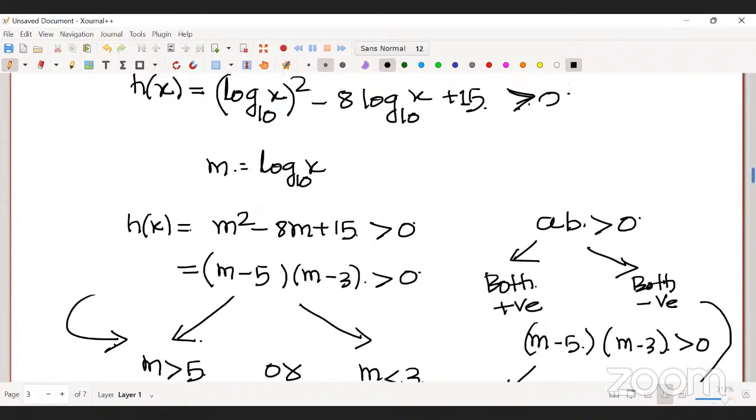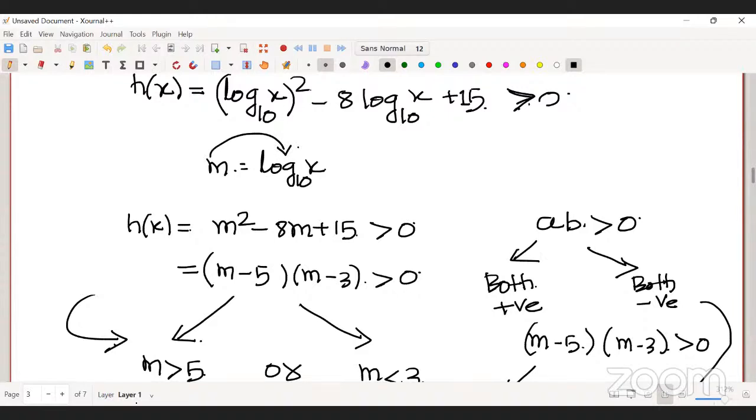Sir, a small query here. m equals log x base 10. When we resubstitute in place of m, shall we take the anti-log or directly we will? I'll come to that when I solve. Finally, I have to go back from here to here, and only then can I get the answer.